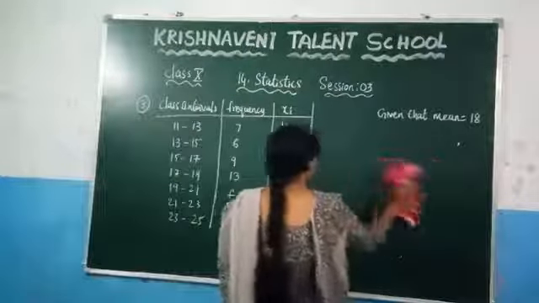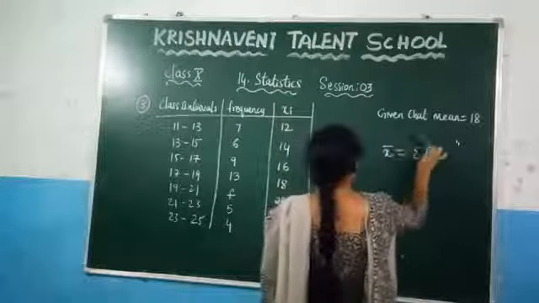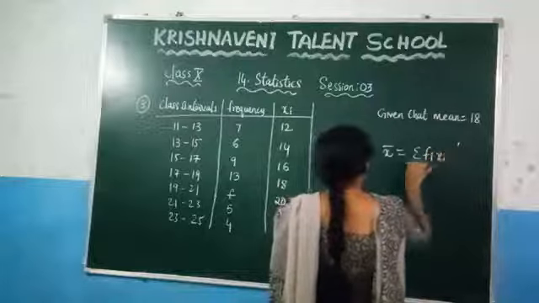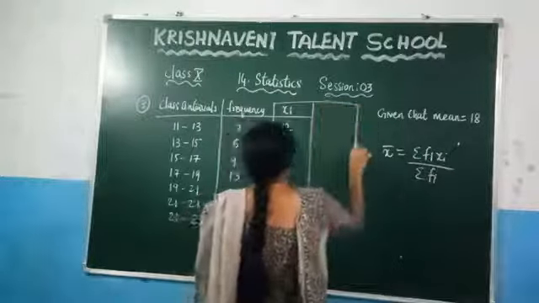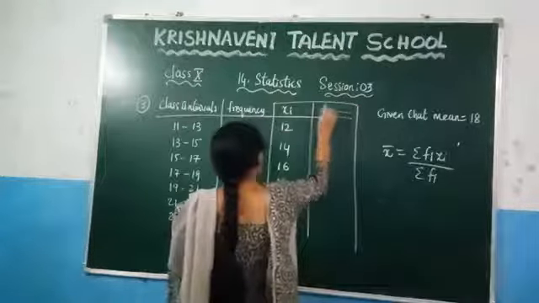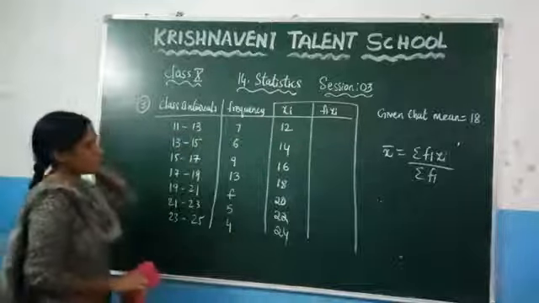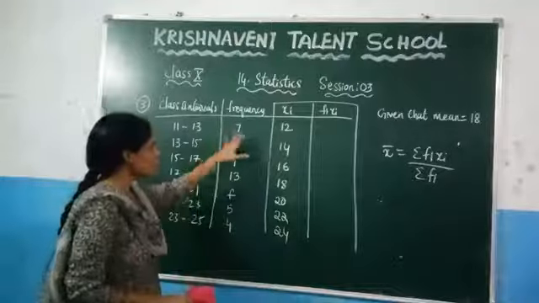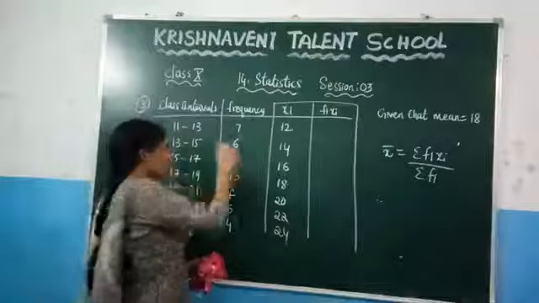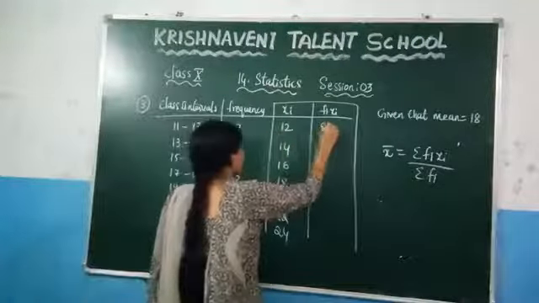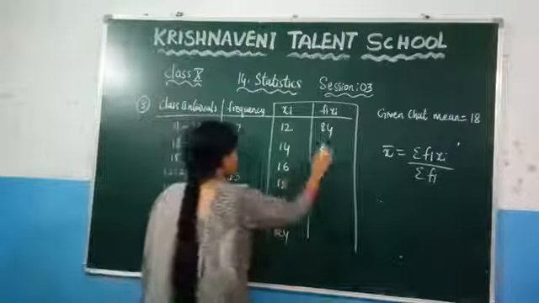By using the direct method, what is the formula to find the mean? x bar is equal to sigma fi xi by sigma fi, right? Since we already calculated xi, now you need to calculate fi xi. What is meant by fi xi? Fi xi is nothing but you need to multiply the frequency and the class mark. So multiply it, what do you get? 12 into 7, 84, right? And after that 14 into 6, again it is 84.